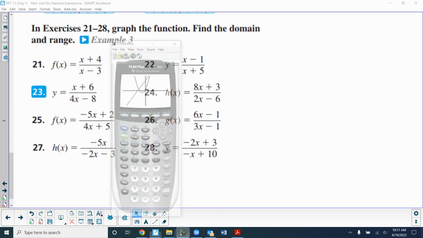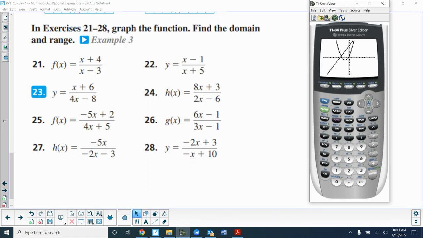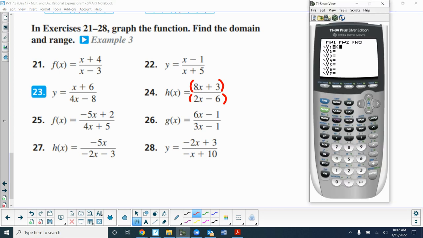All right, so we talked about just putting in our calculator, right? Yeah, you did, Caleb. So why did you do that? Who did that? All right. So go to your y equals to put it in your calculator. And remember, put these in parentheses when you put it in your calculator. If you didn't put them in parentheses, you might have got some stuff that looked weird. All right, so parenthesis 8x plus 3 divided by parenthesis 2x minus 6.